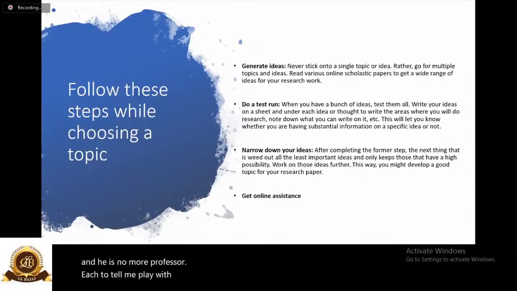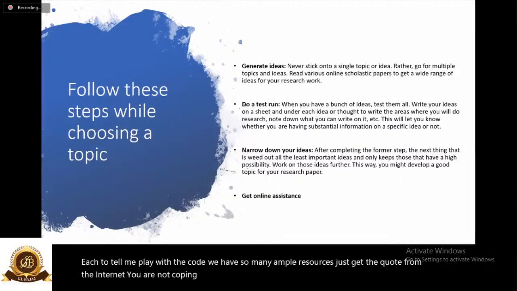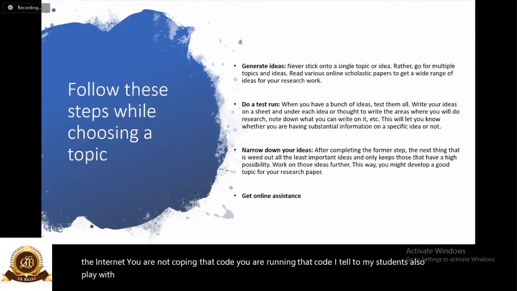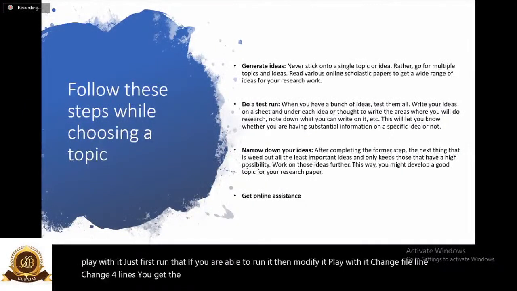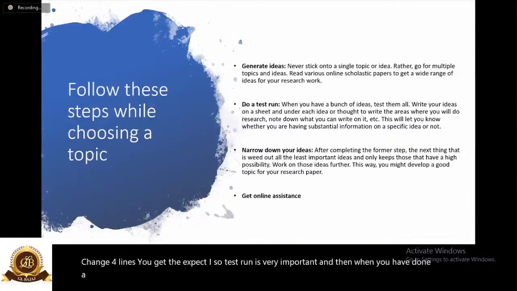We have so many ample resources. Just get the code from the internet. You are not copying that code, you are running that code. I tell my students also, play with it. First run that code. If you are able to run it, then modify it. Change 5 lines, change 4 lines. You get the expertise. So a test run is very important. And then when you have done a test run, narrow down your ideas. You start with a broader frame of mind, and then narrow down your ideas.